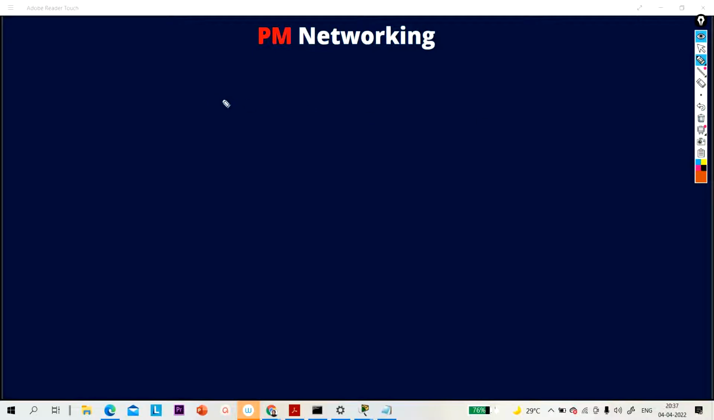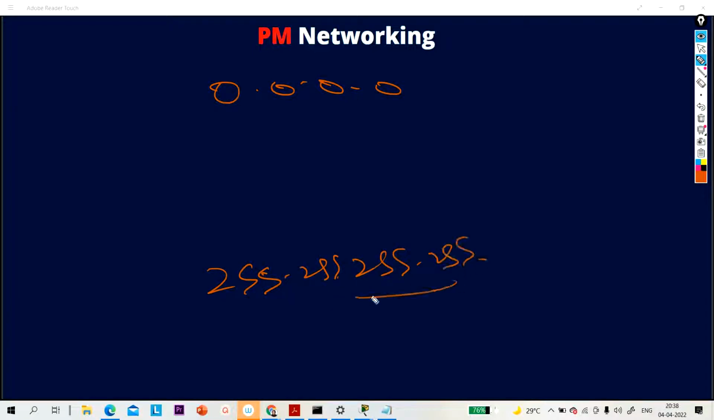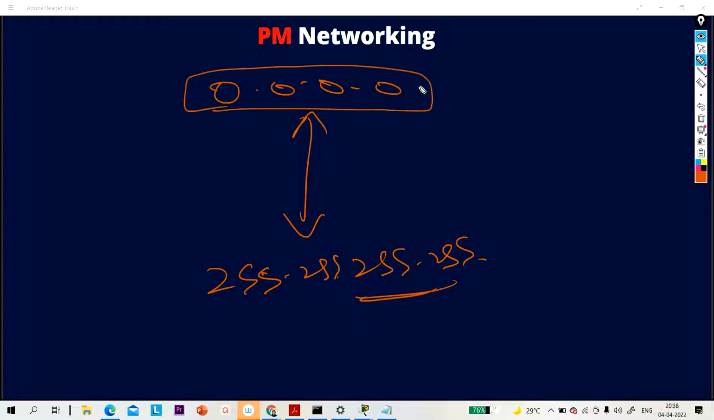The smallest IP address will be 0.0.0.0 and the largest IP address will be 255.255.255.255. All IP addresses will lie between these two. What is 0.0.0.0 reserved for? I don't know what for.